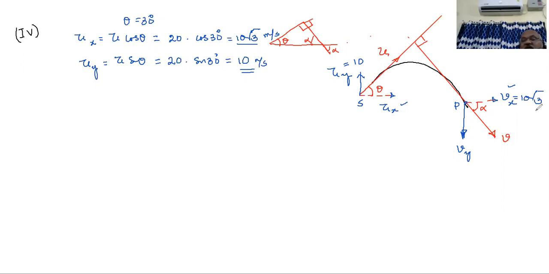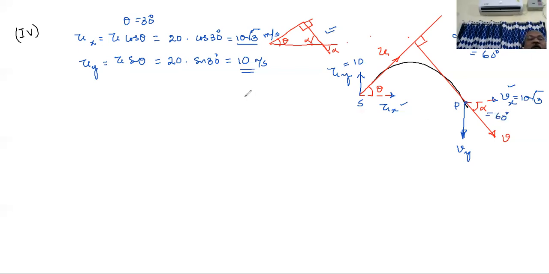And at the same time, we know that the final velocity makes an angle alpha with the horizontal. Using our elementary idea of geometry, we do know alpha will be equal to 90 minus theta. Because theta equals 30 degrees, alpha becomes 60 degrees. So this angle becomes 60 degrees.